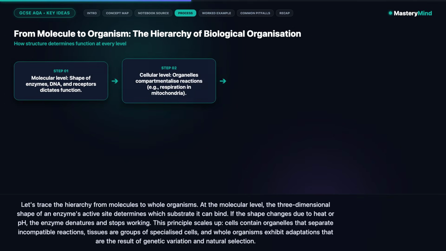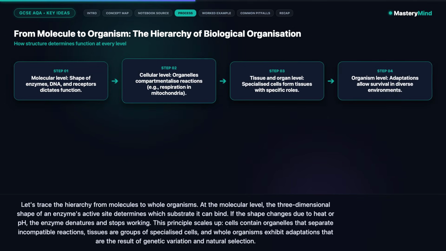Let's trace the hierarchy from molecules to whole organisms. At the molecular level, the 3-dimensional shape of an enzyme's active site determines which substrate it can bind. If the shape changes due to heat or pH, the enzyme denatures and stops working. This principle scales up. Cells contain organelles that separate incompatible reactions, tissues are groups of specialized cells, and whole organisms exhibit adaptations that are the result of genetic variation and natural selection.